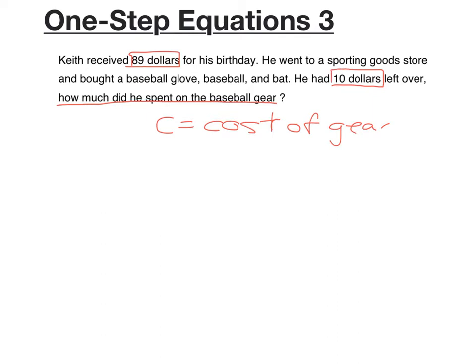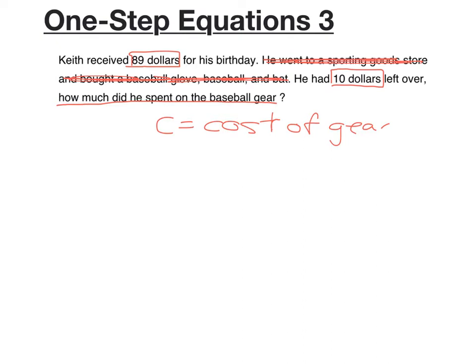Okay? Now, we don't really need to know that he went to the sporting goods store. I'm going to cross out that information. And it doesn't really matter exactly what he bought. So we can eliminate that information too. Okay? I know he had $89 for his birthday. He had $10 left over. How much did he spend on the gear?